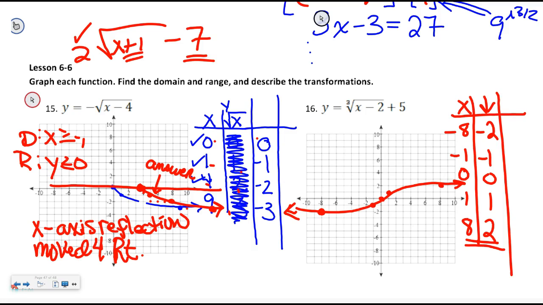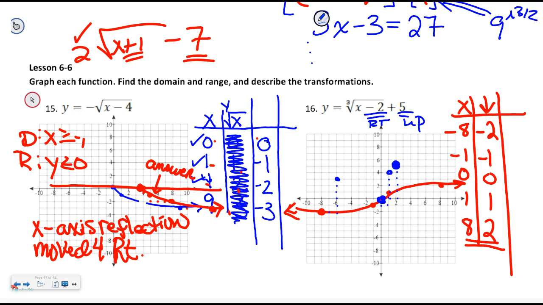Now I have to do the transformations. I need to move every point 2 to the right and 5 up. So I'm going to grab every point and go 2 to the right, 1, 2, then 1, 2, 3, 4, 5, up. I like to do this one more bold once I graph it, but it's going to go 2 to the right, 1, 2, 3, 4, 5, up. I like to know that's where I start to turn.